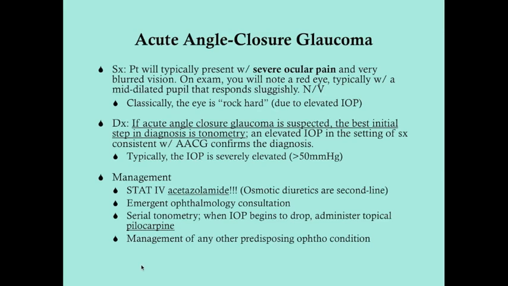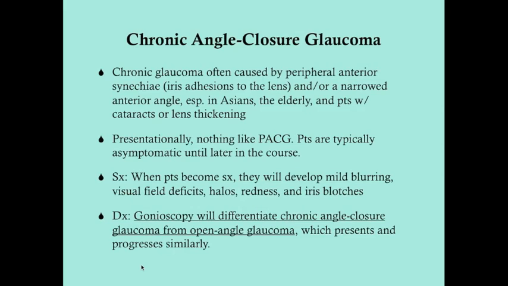A lot of times the patient's intraocular pressure is not only elevated, but severely elevated, more than 50 millimeters of mercury. But any elevated intraocular pressure will confirm your diagnosis. The management, you need to be aware of this for the USMLE. This will get you a point on your test, I almost guarantee you. So the very first step is IV acetazolamide.